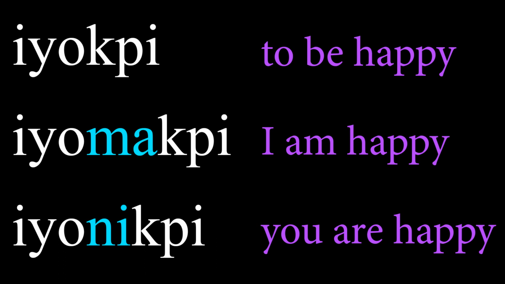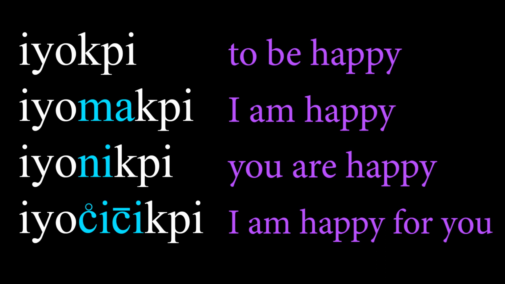Okay, and this one we're going to say I am happy for you. Look at the screen, and you see how everything is changing. Where that ma, you see it change to ni, and now that ni is transforming into something else. You still see iokpi in there, but look in the middle, and now you see something different. So here we have the word iochikpi. This means I am happy for you.